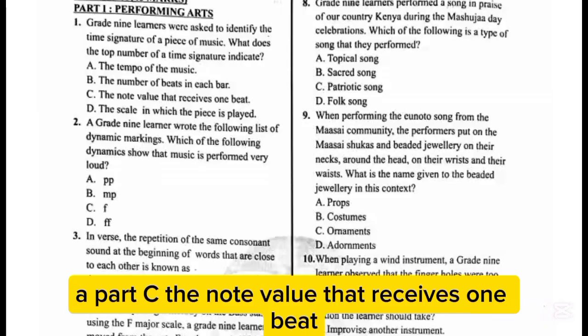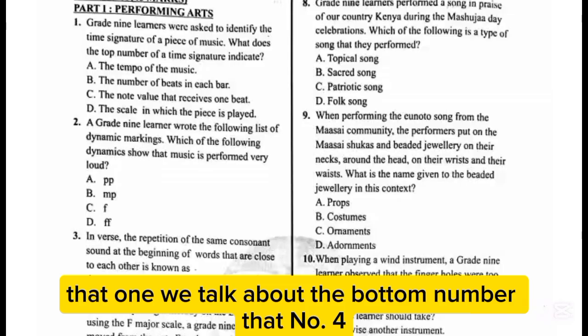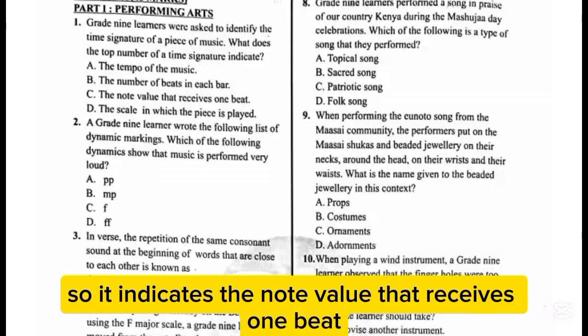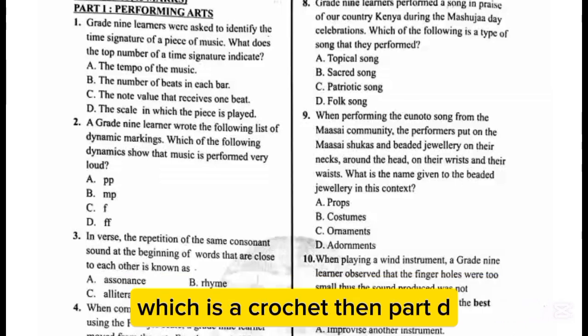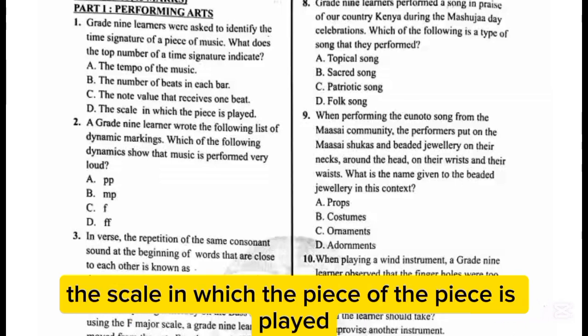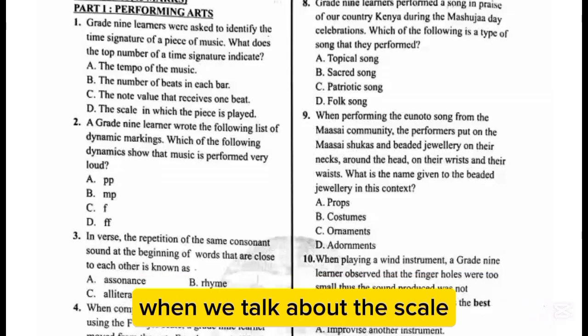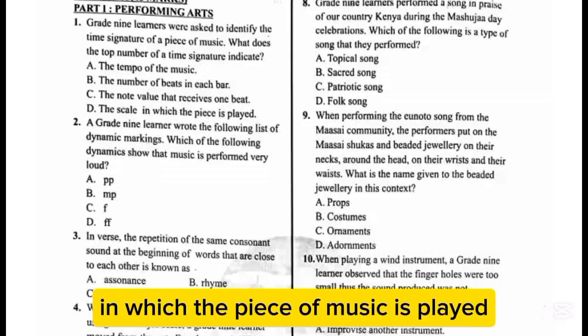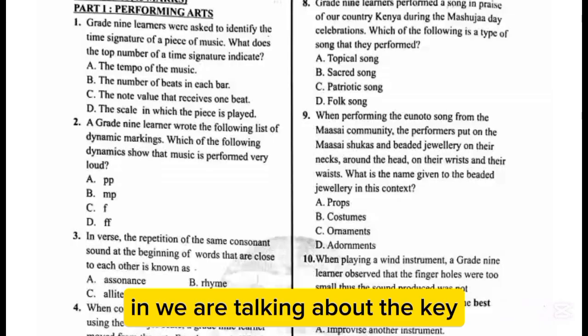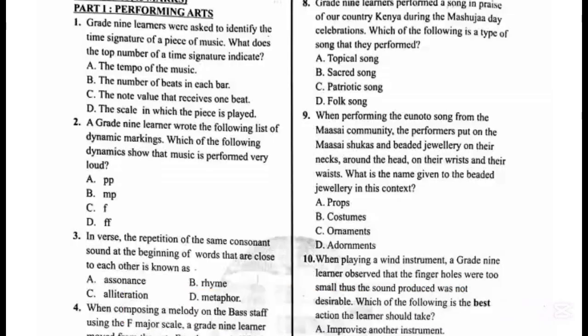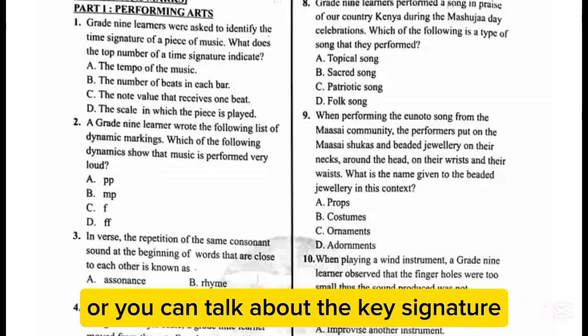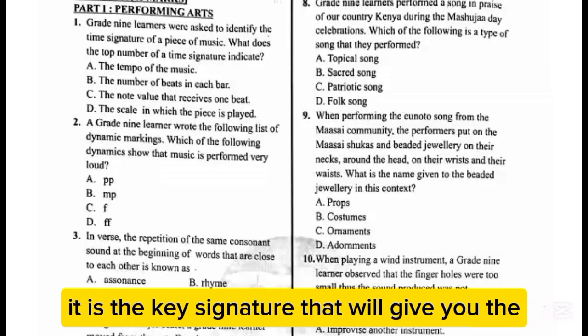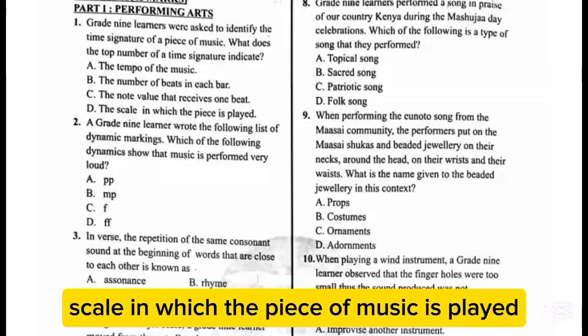Part C, the note value that receives 1 beat, that one we talk about the bottom number, that number 4, which is a crochet. So it indicates the note value that receives 1 beat, which is a crochet. Then part D, the scale in which the piece is played. When we talk about the scale in which the piece of music is played in, we are talking about the key, or you can talk about the key signature. It is the key signature that will give you the scale in which the piece of music is played in.